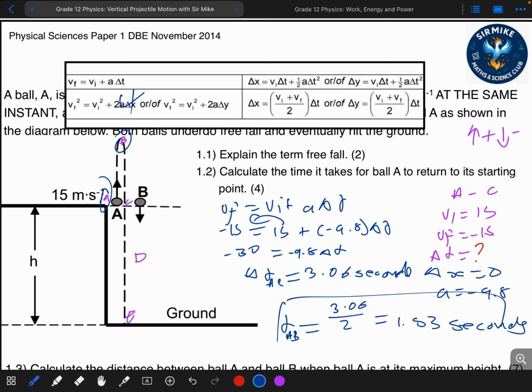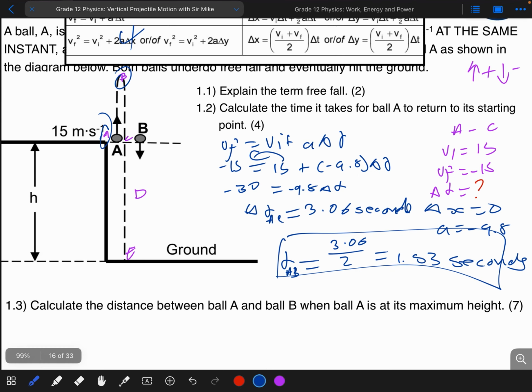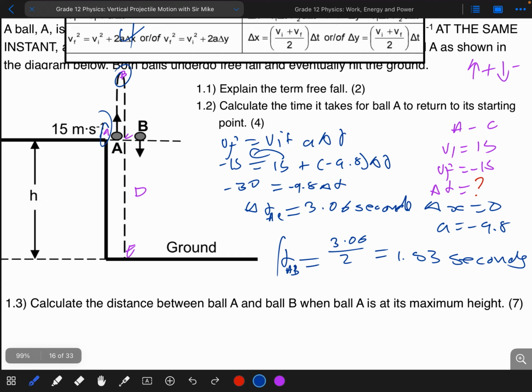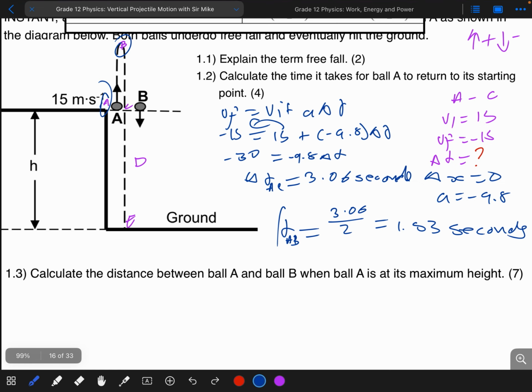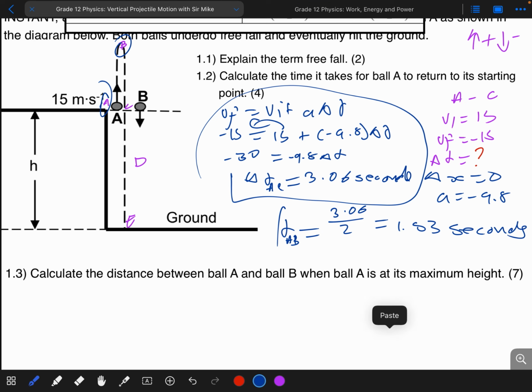Now this is out of the question; this is just me preparing for what I'm going to do next. That was for 1.2, so this is your 4 marks there.